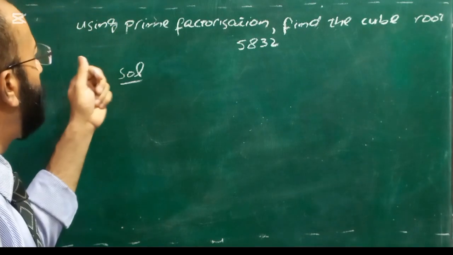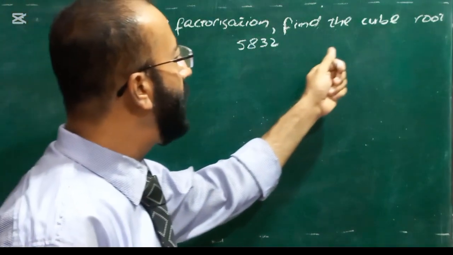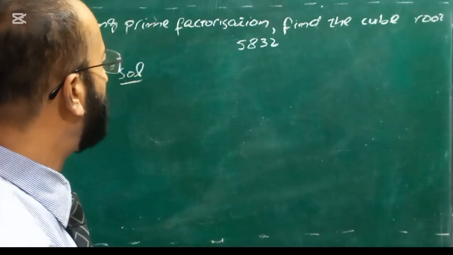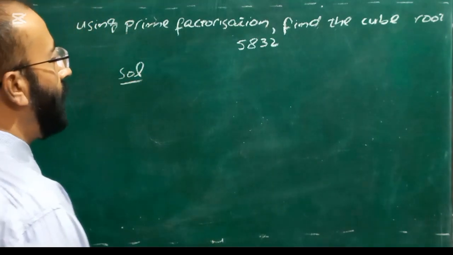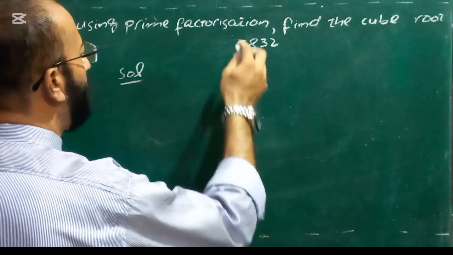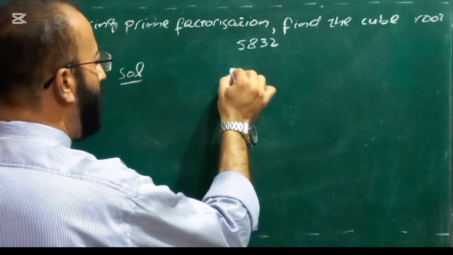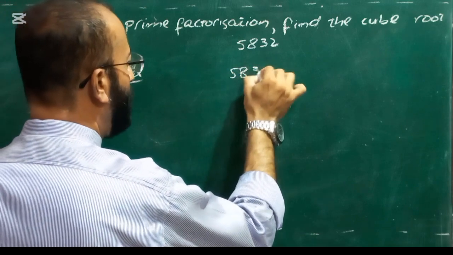The next question is, using prime factorization, find the cube root of this number. So look now, for the cube root of this number using prime factorization, the number is 5832.